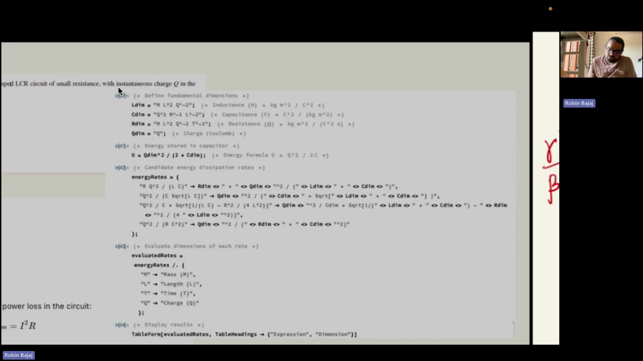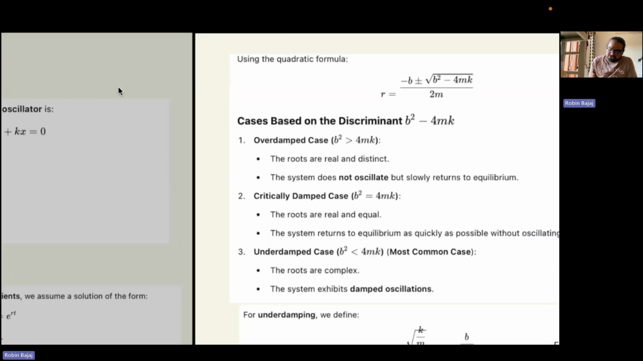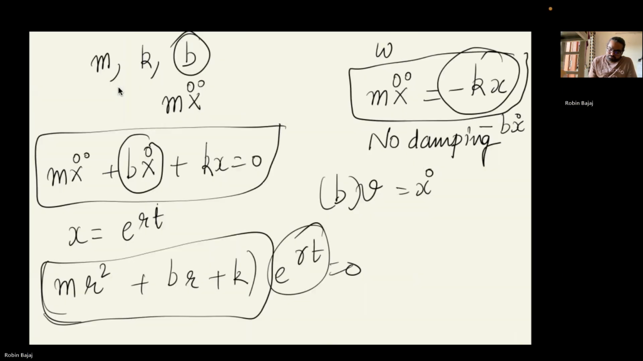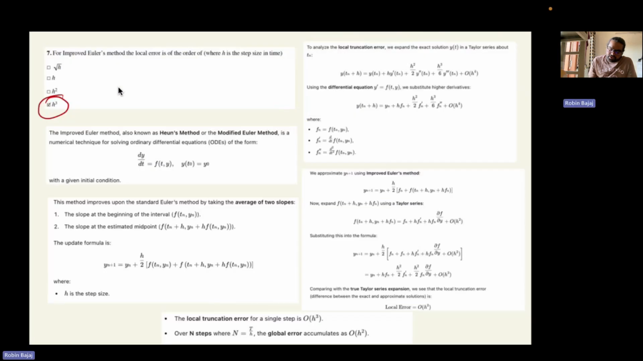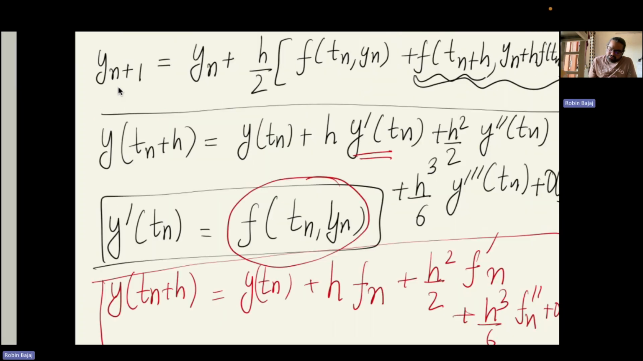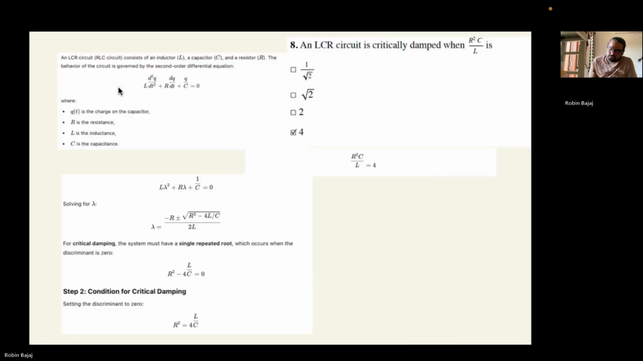Similarly, you can do this fourth problem, which also deals with calculating the dimensions of the system. We did the improved Euler method thing as well. This LCR circuit, when is it the critically damped case? So let's just do it once.